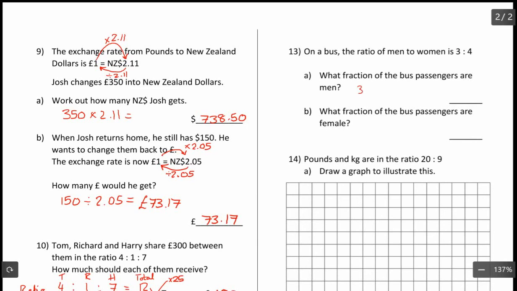So 3 out of the how many passengers altogether are men? 7. Okay. What fraction of bus passengers are female? Well, that's going to be 4/7. Let's write that on the answer line.